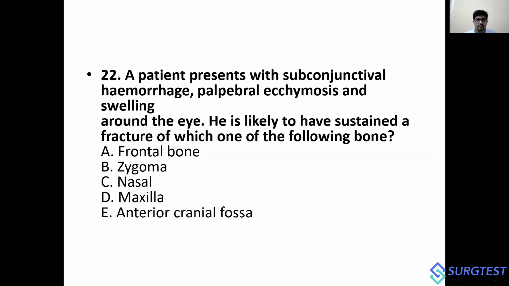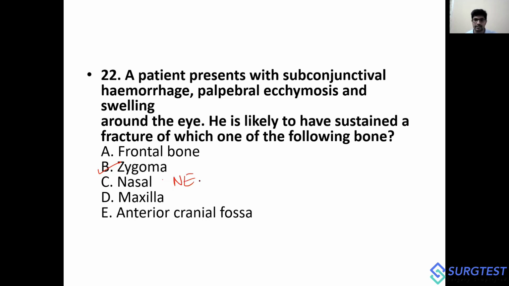So let's come to the questions. We have a patient who presents with subconjunctival hemorrhage, palpable ecchymosis, and swelling around an eye. So he is likely to have sustained a fracture of which one of the following bones? The options given are frontal bone, zygoma, nasal, maxilla, and anterior cranial fossa fractures. Having discussed the fracture of zygoma, obviously we can go for zygoma. That is the answer.